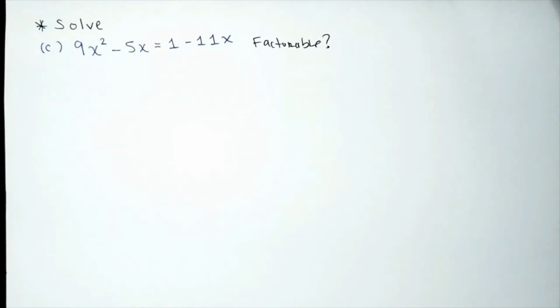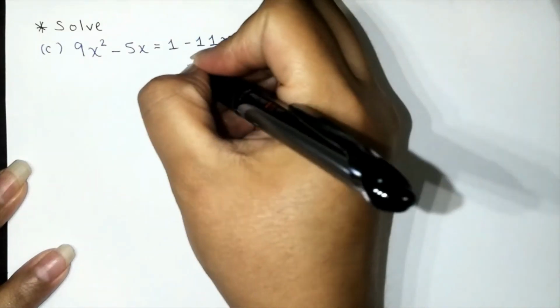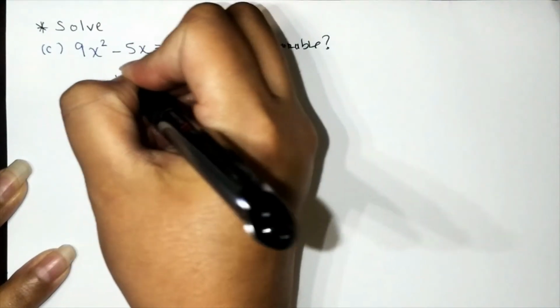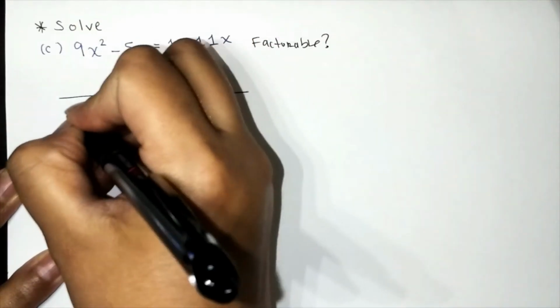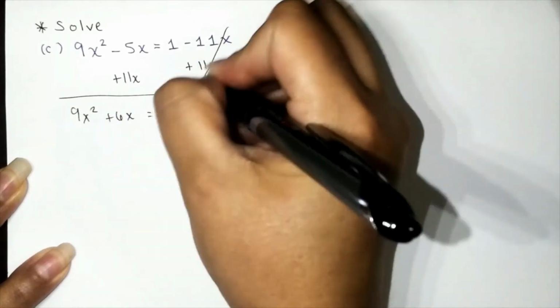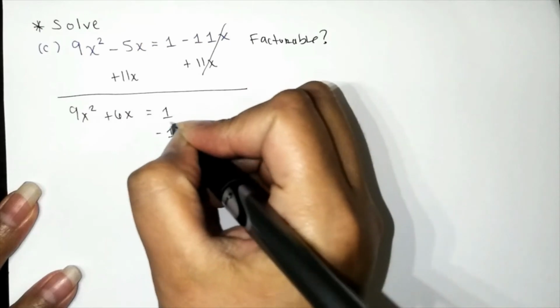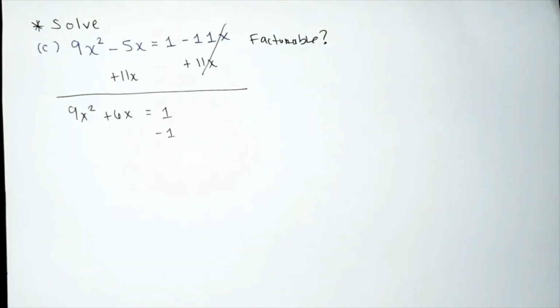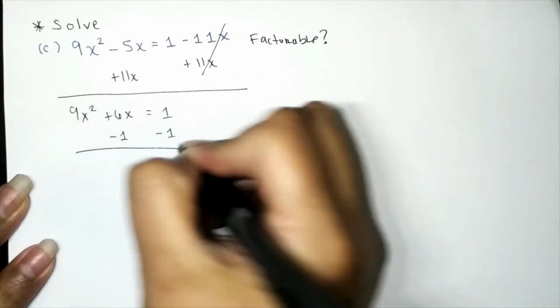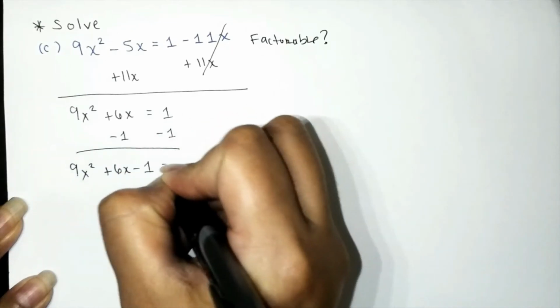To solve a quadratic equation by factoring, let's set the equation equal to 0, and then factor completely. We're going to move this 11x to the other side by adding it. Let's add 11x to both sides, and that will leave us with 9x squared plus 6x equals 1. This is not quite set equal to 0, so let's set it equal to 0 and then factor completely if possible. To move the 1 to the other side, because it is positive, let's subtract it from both sides, and that will leave us with 9x squared plus 6x minus 1 equals 0.